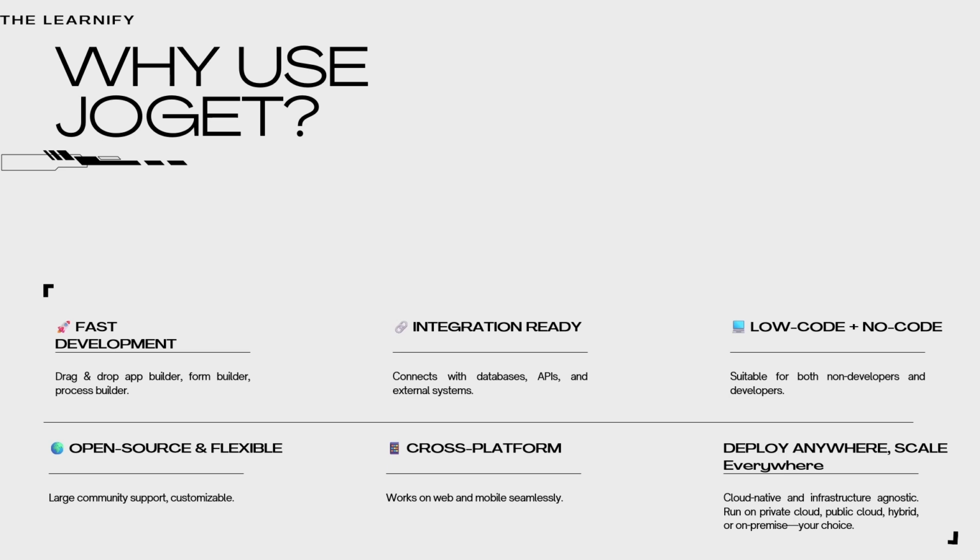Joget is open source and flexible, backed by a supportive community, and it is truly cross-platform, so the apps you create can be accessed smoothly on both web and mobile applications. Another important feature is that it is cloud native and infrastructure agnostic. You can deploy it anywhere like private cloud, public cloud, hybrid environment, or even on premises. And it is designed to scale everywhere, making it suitable for organizations of all sizes.